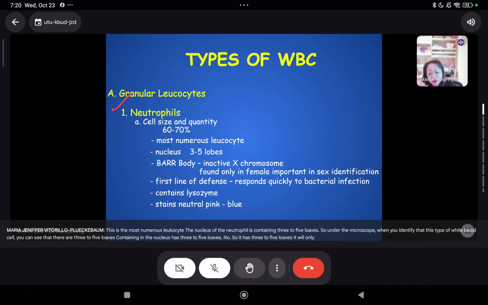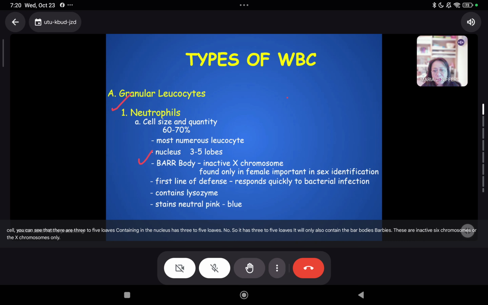It will also contain Barr bodies. Barr bodies are inactive sex chromosomes, or the X chromosomes only. Remember, the sex chromosomes are composed of X and Y. The inactive X chromosomes, the Barr bodies, are only found in the female, because this is important in sex identification. Okay? So this is the first line of defense.